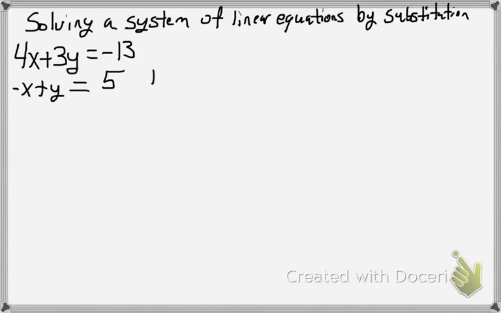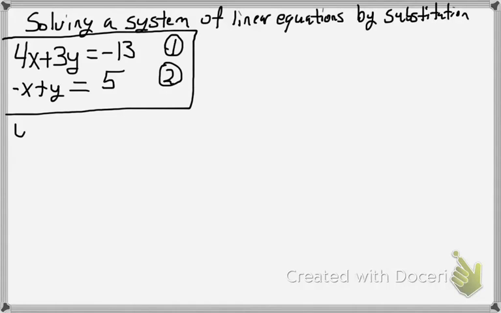The first equation has 4x and a 3y, so the numbers are not incredibly nice in terms of getting whole numbers, so I would probably want to use that second equation, negative x plus y is equal to 5. If we just add x to both sides, then we have y equals x plus 5, and that's exactly what we'll do here. I'm going to call them equations 1 and 2 in case I want to refer to them later on. So if we solve that second equation for y, we have y equals x plus 5.